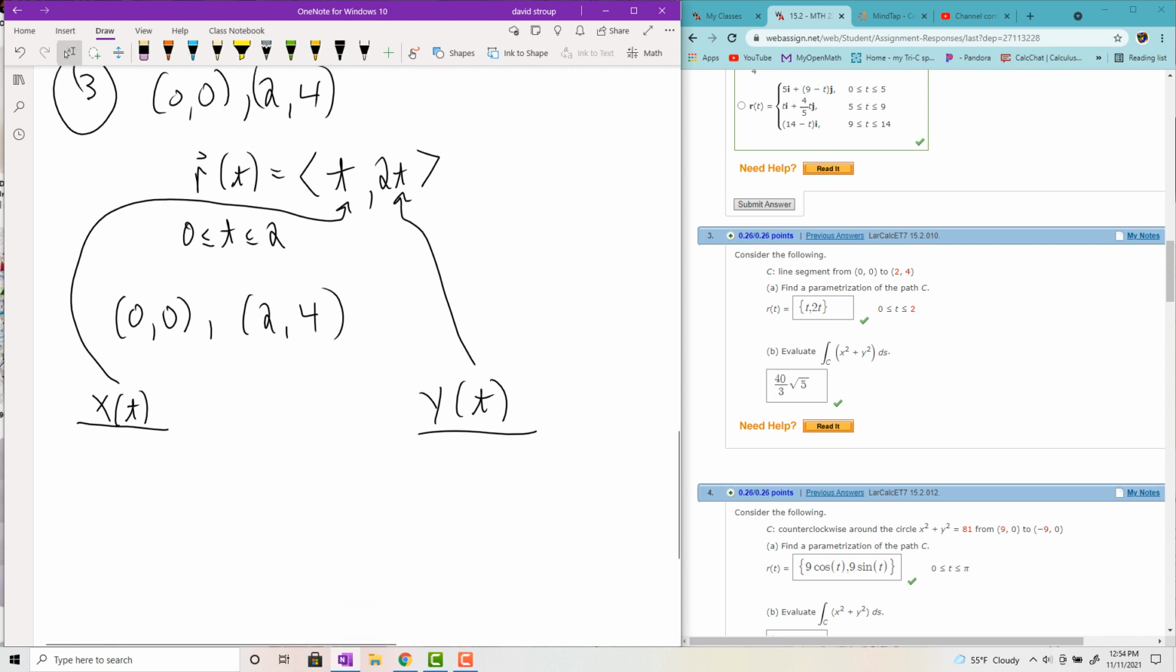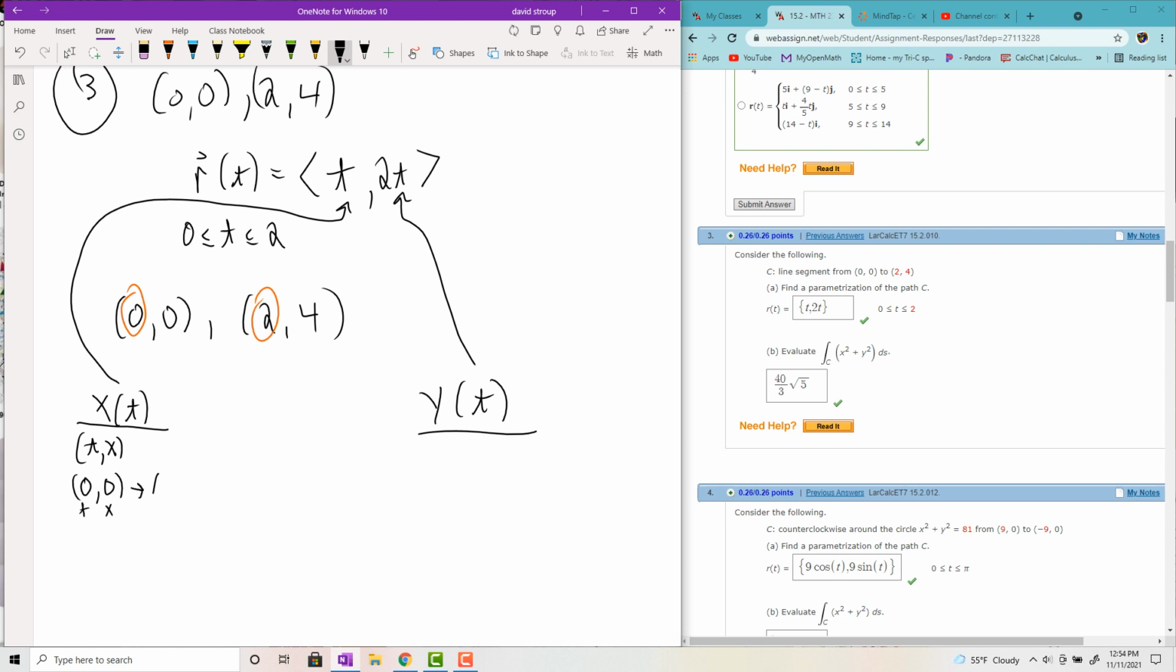Well, for the x component, I want to go from 0 to 2, and you think of all of these as ordered pairs. The ordered pairs are t comma x. So I want it to go from where t is 0 and x is 0.